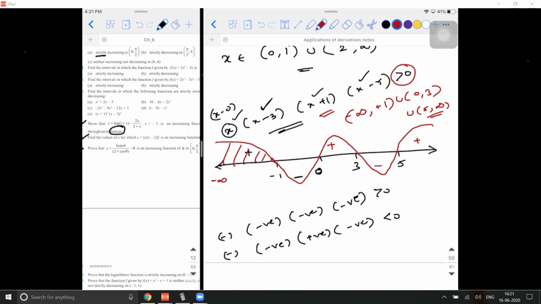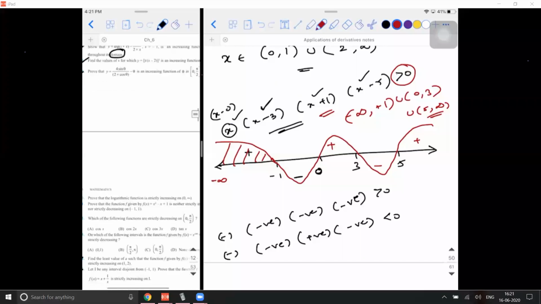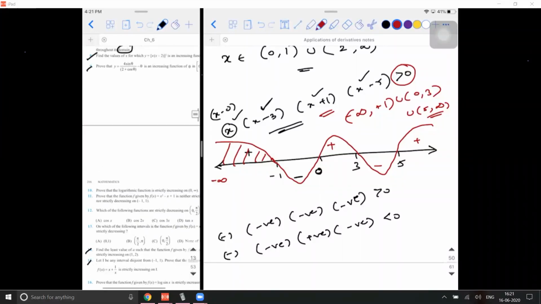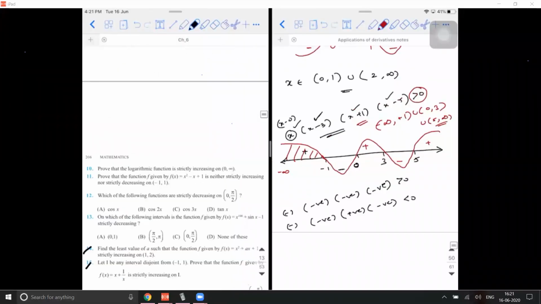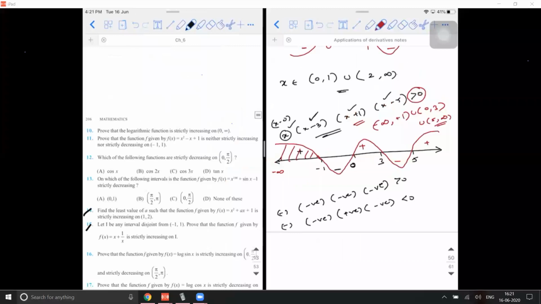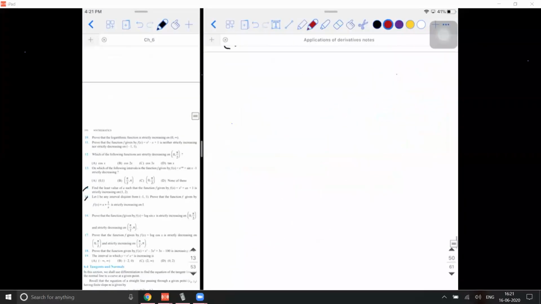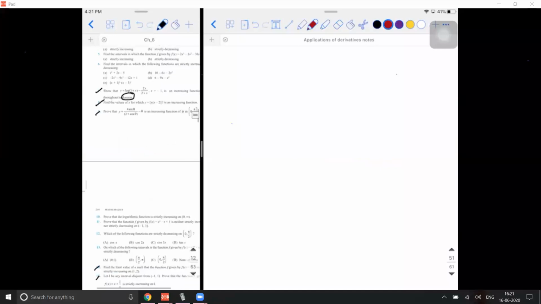See, those who have completed, go to the next problem. Ninth one.